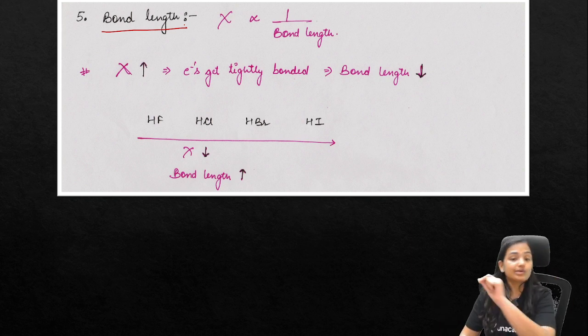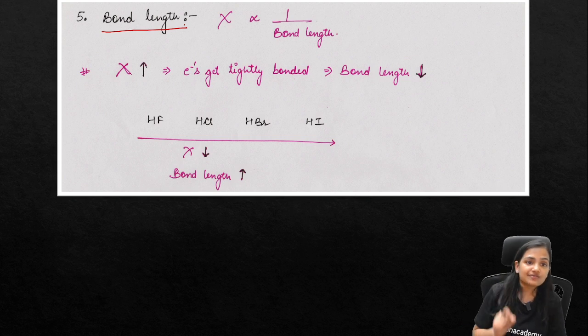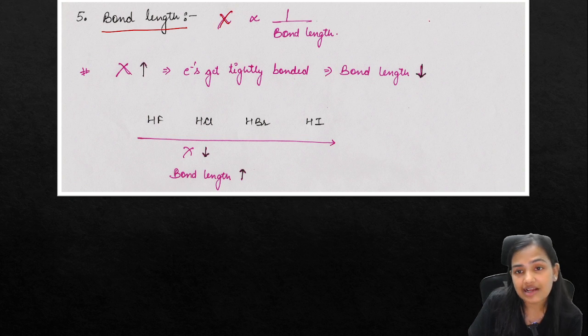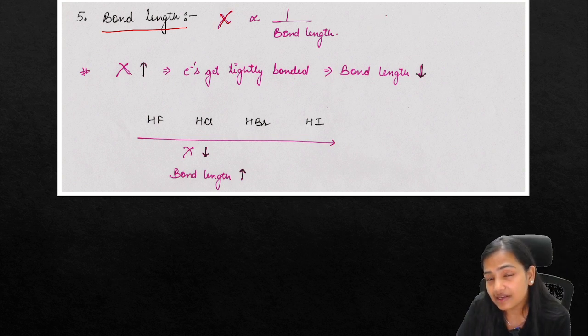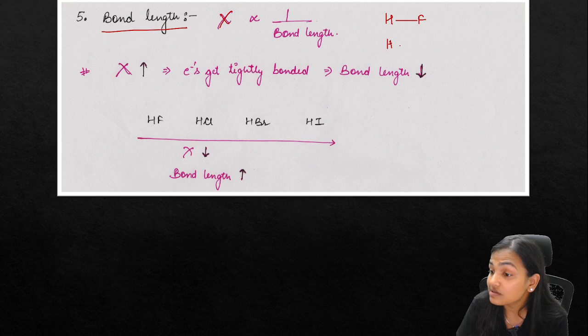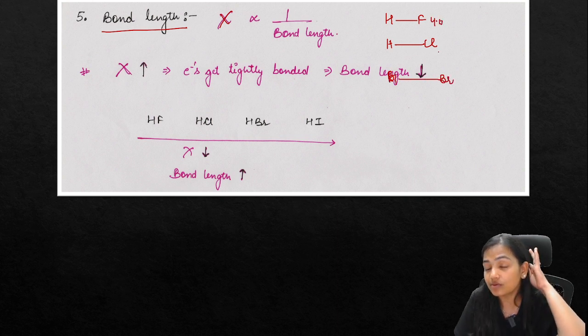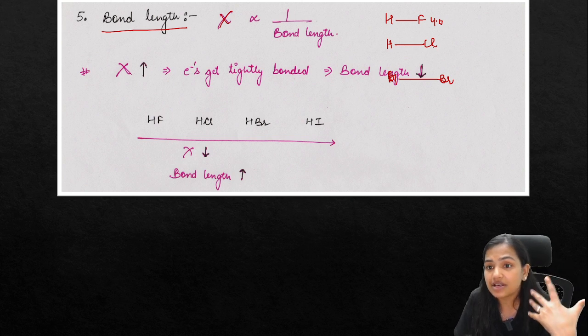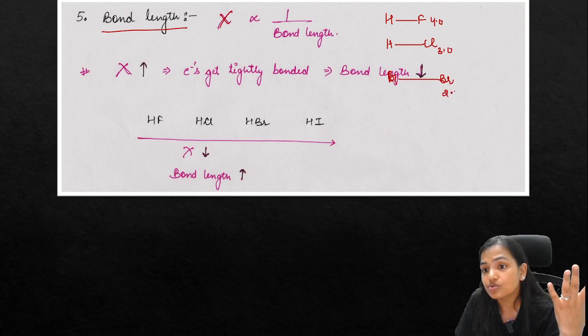Okay, so here let's come to our last application, which is the bond length. Guys, as you have seen, if there is a species like HF, here we have the species like HCl, and we have the species like HBr. So fluorine is 4.0, hydrogen has the same electronegativity values, chlorine is 3.0, then bromine is 2.8.